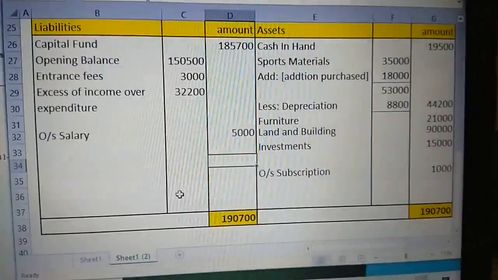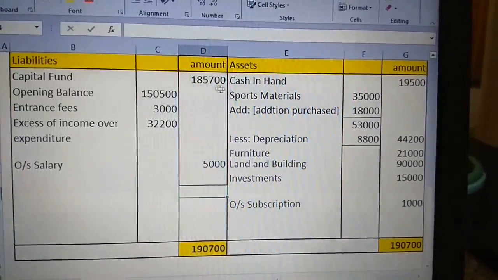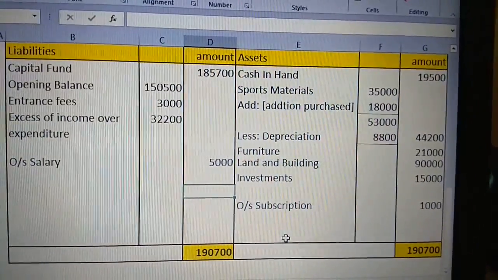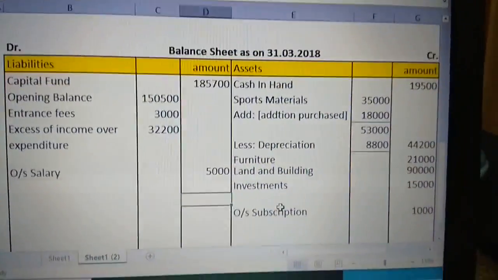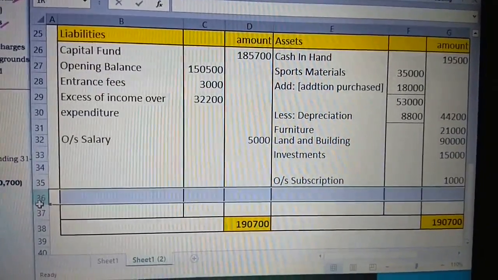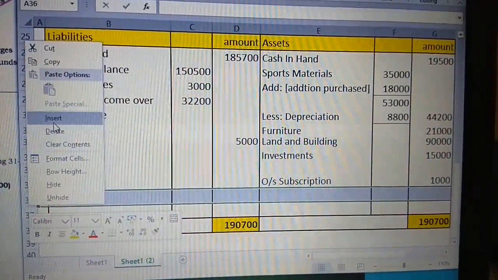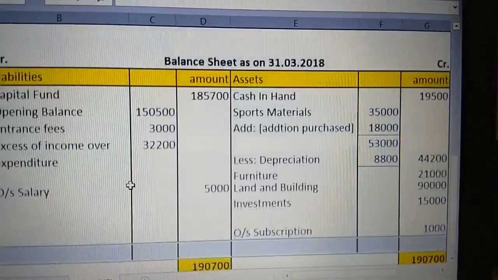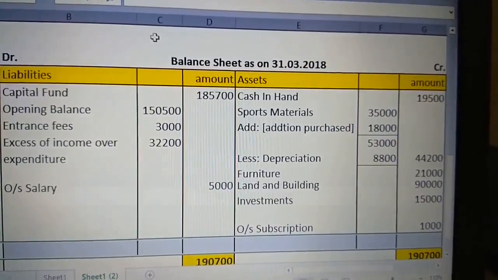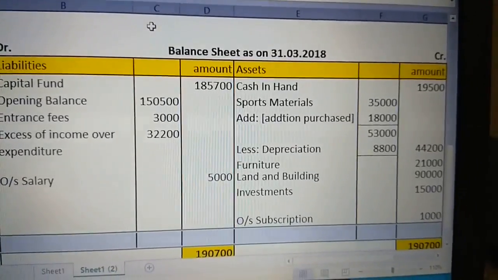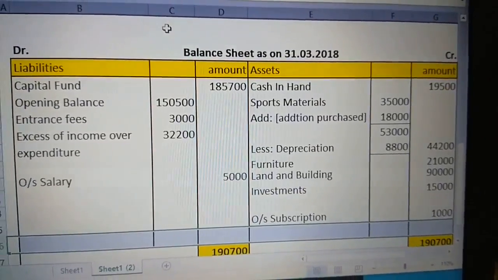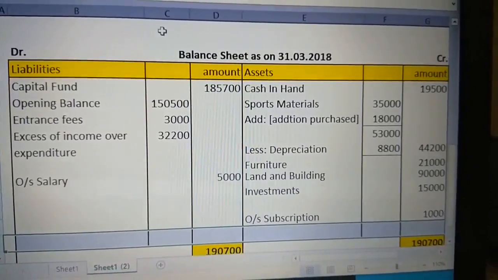Now just observe, I have done all the assets and liability items. I get both sides of the balance sheet tallied. So this is what we need to prove. So my balance sheet is tallied. Just observe, this is the only thing which we need to do. It's very simple. If you go step by step, mark it and do the posting correctly, you will get the balance sheet tallied.